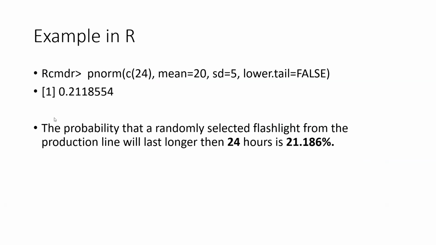So this will be the code which shows up in our RCommander window. And this is the output which will be in our RStudio console. 0.2118554. We move that decimal point to the right. And our final answer then is the probability that a randomly selected flashlight from the production line will last longer than 24 hours is 21.186%.